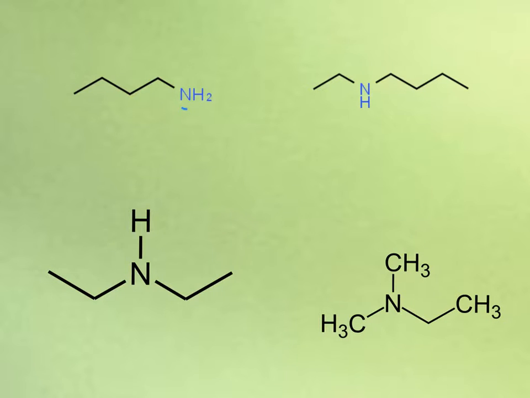In this first one, we have our amine group here on the end, and then we have 1, 2, 3, 4. So this is a butyl amine.